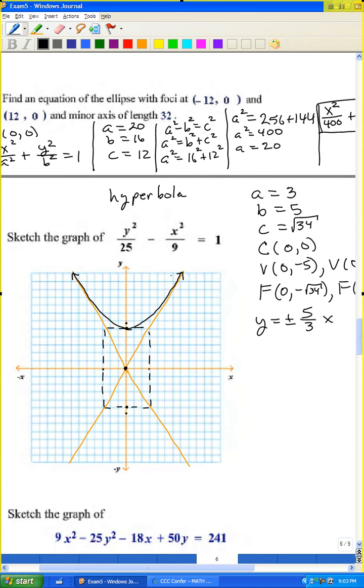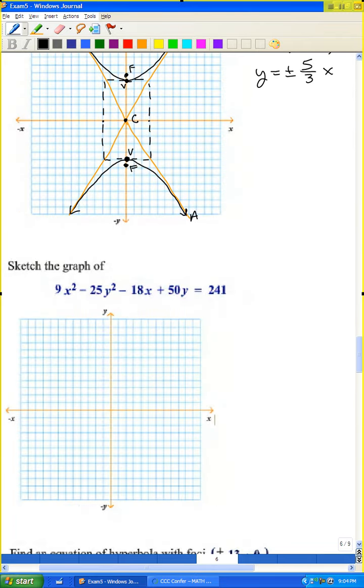Not too bad. Okay, not too horribly bad, even though it almost looked like they crossed it. Not horribly, not great, but best I can do. Center, vertex, vertex, focus, focus, asymptote, asymptote. Okay.